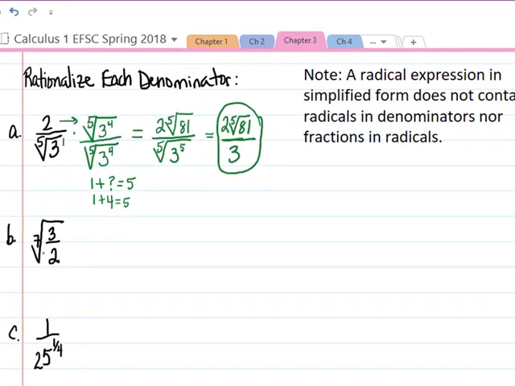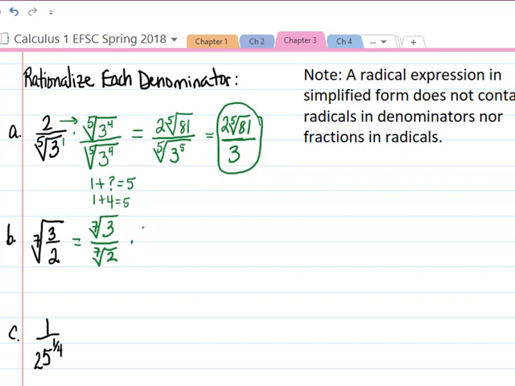For part B, we're looking at an index of 7, and we have a fraction of 3/2 under the radical. We do not like to have a fraction under the radical, but there's a very easy way to fix that. We're going to split it up into the 7th root of 3 over the 7th root of 2. But we don't like to have a radical in the denominator either, so the next step will be to rationalize.